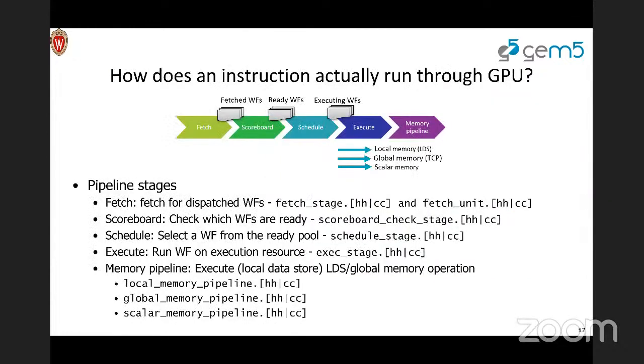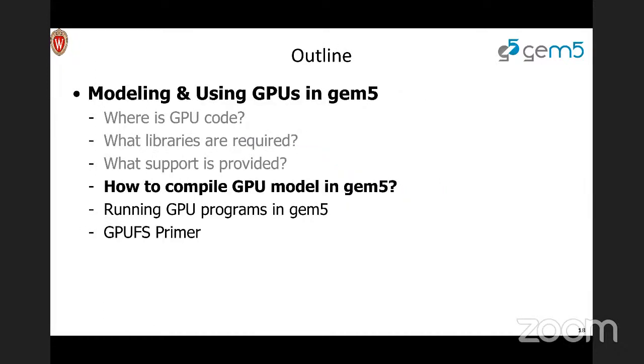And so once we've done that, then we actually run the instructions through the pipeline stages of our processor. So we have fetch, scoreboard, schedule, execute, and the memory pipeline. And of course, then it will write back once that's done. I'm not going to go into all the details here, but if you want to look through the code for those pieces, I have some links to where you can find it.